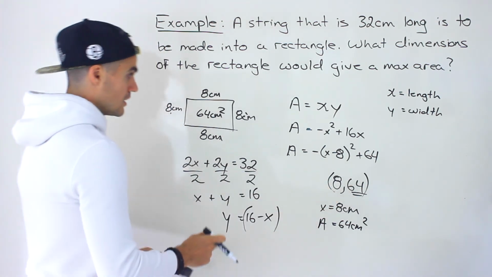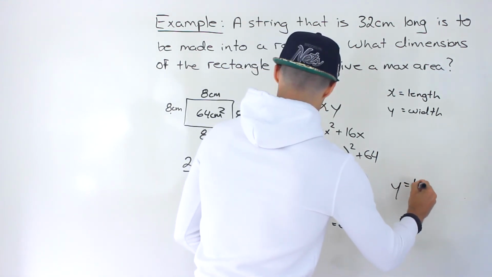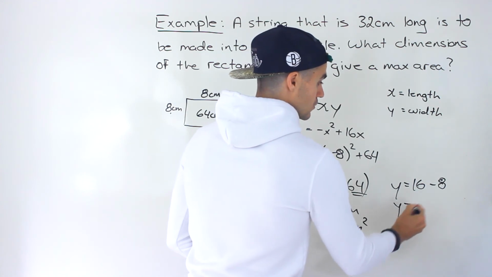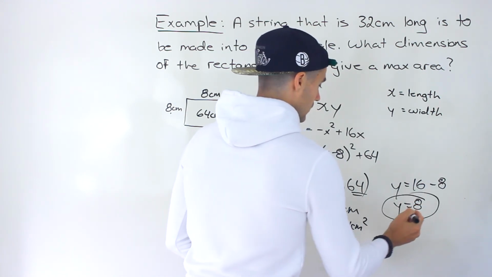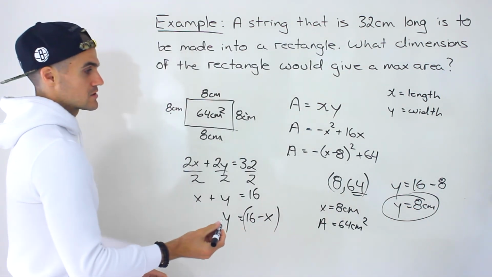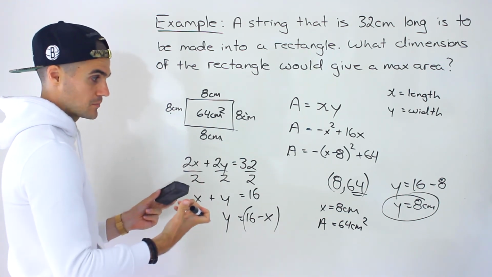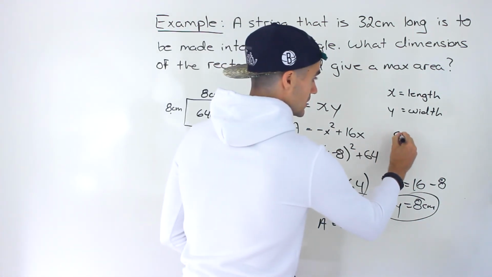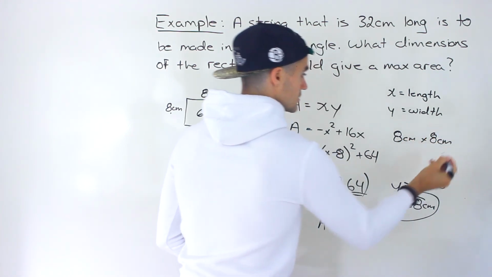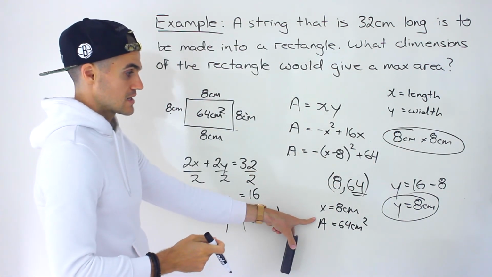Also, they want the full dimension, so the y value, as I just mentioned, would be 16 minus that x value of 8, so the y value is 8 as well, 8 centimeters. So what dimensions of the rectangle would give us a maximum area? The dimensions would be 8 centimeters by 8 centimeters, and then the maximum area would be 64 centimeters squared.